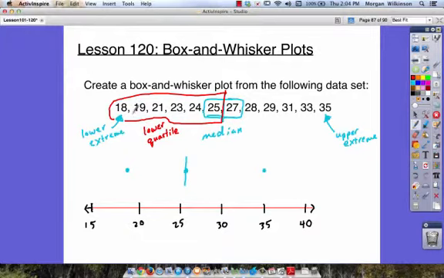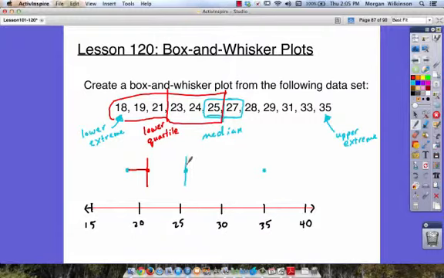Well, hopefully you looked at it and you said there's 6 numbers. So I've got to find the median, which is going to be the average of 21 and 23, which is 22. So we'll plot that, 22. 22 is our lower quartile, goes here, and it needs another part of a box. And then we can go ahead and connect our whisker to our lower quartile.